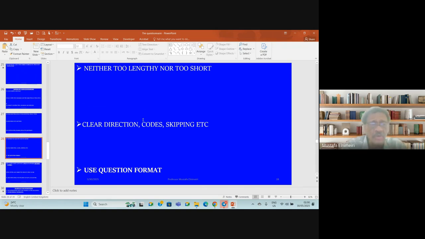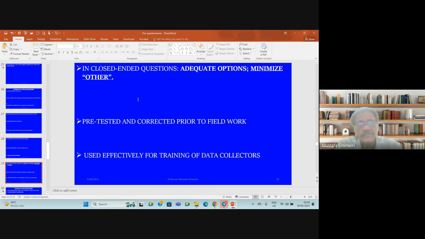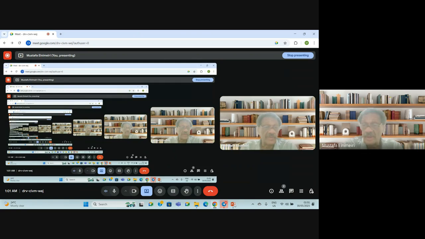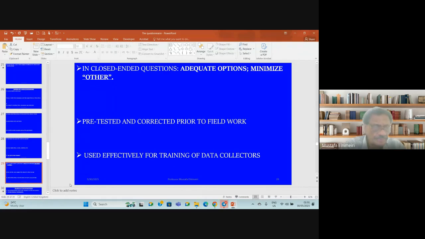And usually we need to use the question format, and also in close-ended questions, adequate options, and we have to minimize other. The questionnaire should be pre-tested and corrected prior to the field work and prior to the training of the data collectors, and used effectively for training of the data collectors so that they will be acquainted with the questions, with the time they need to fill the questionnaire, and how to question and interview the respondents.